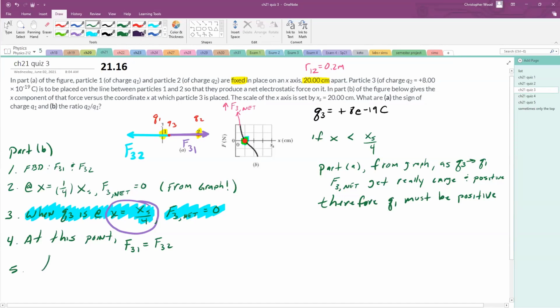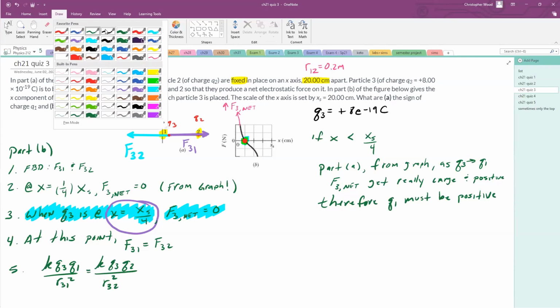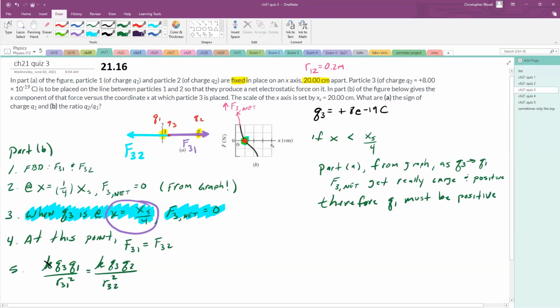F31, follow the subscripts. K Q3, Q1 all over R31 squared must equal F32. Here's F32, K Q3, Q2, following those subscripts, all over the distance between 3 and 2 squared. And before we go on, we can deal with low-hanging fruit. K's cancel, Q3's cancel, and things are looking easier. What's the ratio of Q2 over Q1?